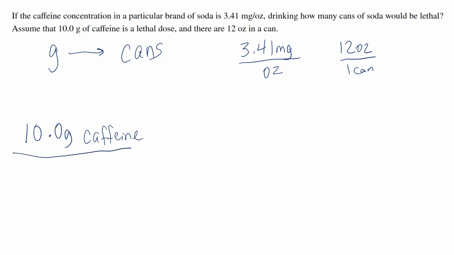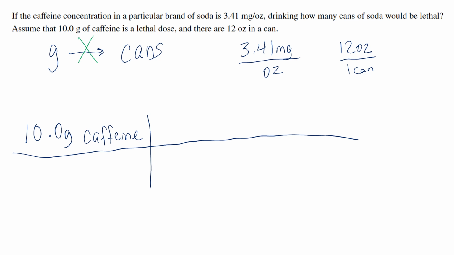So the goal is to go from grams to cans. So I have to ask myself, is there a direct relationship between the gram and the can? And there's not. If we look at our conversion factors, we have milligrams and ounce. We have ounce and can, but we don't have grams to can. So what that tells me is that I cannot go straight from grams to cans. Instead, I have to figure out, is there some unit that both of these can be related to, and that would allow me to go from what was given to what was needed.